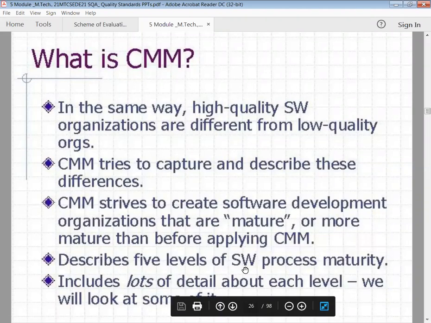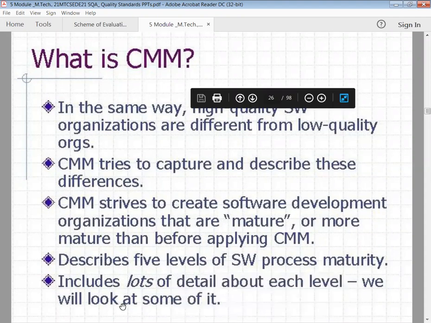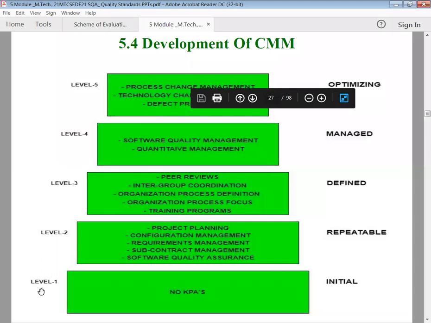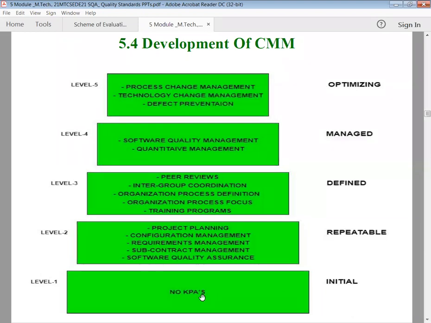It describes 5 levels of software process maturity. So here we have 5 levels of maturity, and it includes lots of detail about each level. In each level, what we have to follow is predefined. As we discussed, we have the initial level. Here we are not following any key performance assessments. Here there are no assessment methods. Simply we started doing the project development.